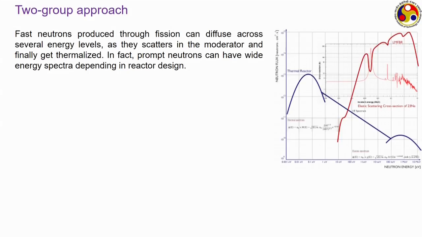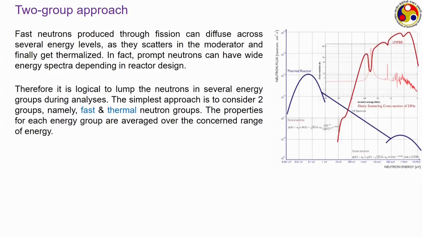Here, this purple line represents the neutrons produced because of thermal fission. The red one represents that for fast fission, and you can clearly see there is a wide spectrum of energy with which the neutron can appear. So, instead of using a single group assumption, it is more logical to lump the neutrons into several energy groups during the analysis. There are several ways they are clumped. Sometimes people prefer three groups, like the fast neutron group, the intermediate neutron group, and also the thermal neutron group.